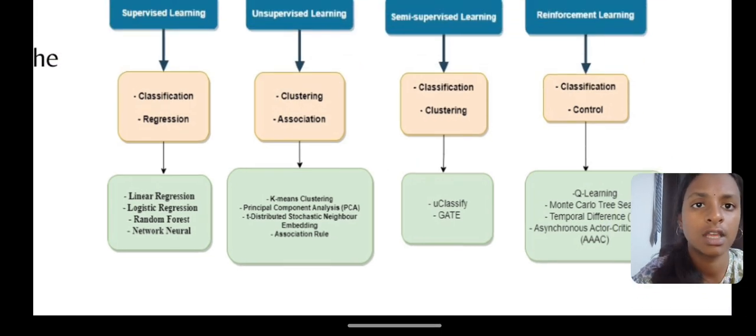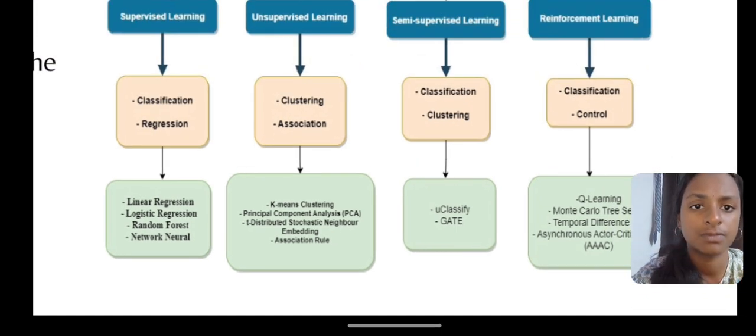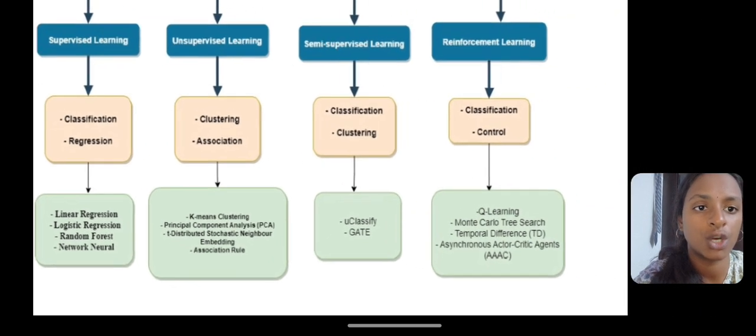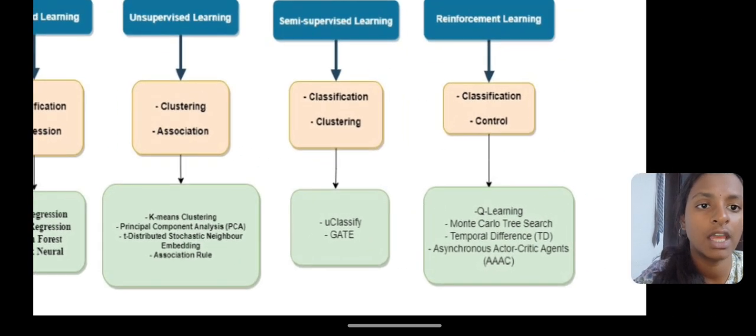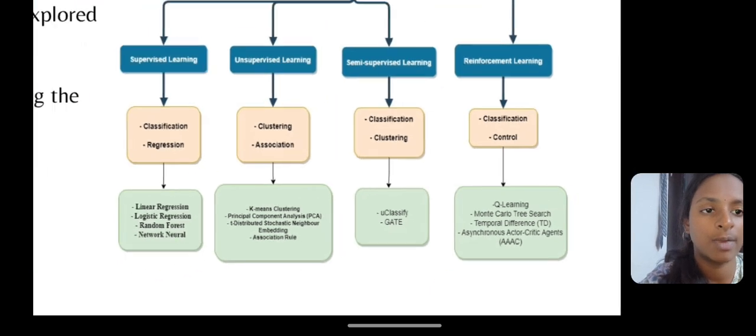Supervised learning is divided into four types: linear regression, logistic regression, random forest, neural network. Unsupervised learning is divided into four types: principal component analysis, t-distributed stochastic neighbor embedding, association rule. Semi supervised learning is classify and gate. Reinforcement learning is Q learning, Monte Carlo tree search, temporal difference, and triple.